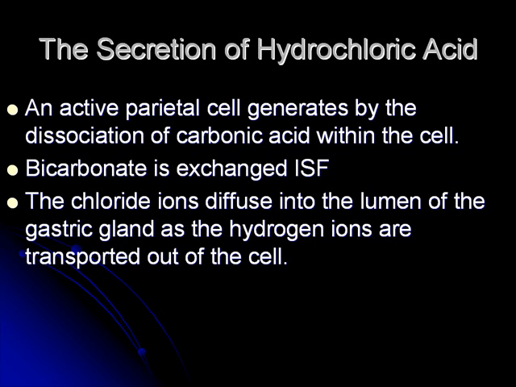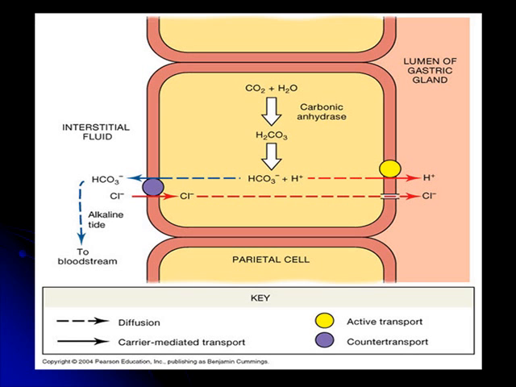Now, the secretion of hydrochloric acid. An active parietal cell generates hydrogen ions by dissociation of carbonic acid within the cell. Bicarbonate is exchanged into the interstitial fluid. The chloride ions diffuse into the lumen of the gastric gland as hydrogen ions are transported out of the cell, which is what the illustration here from your textbook will show.